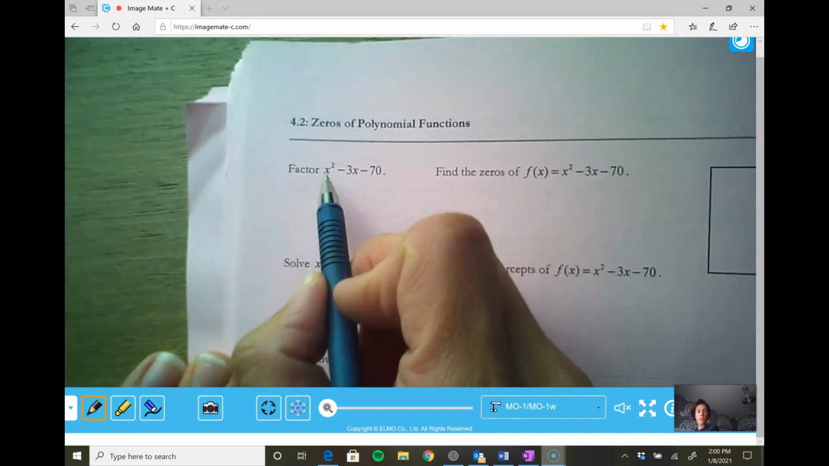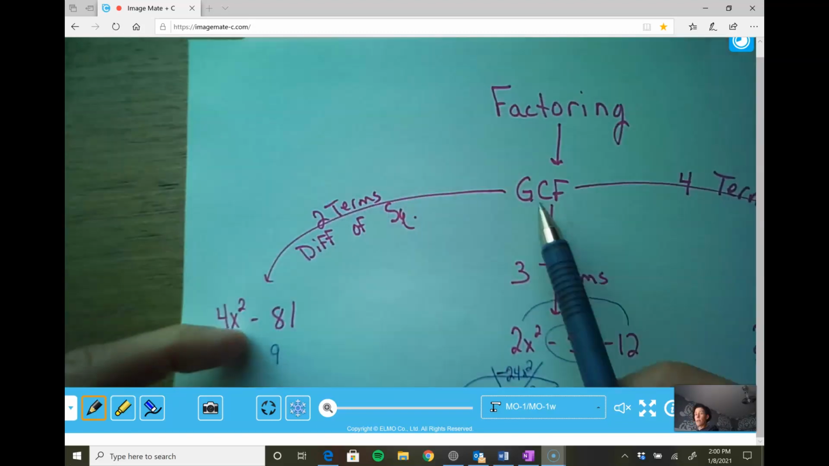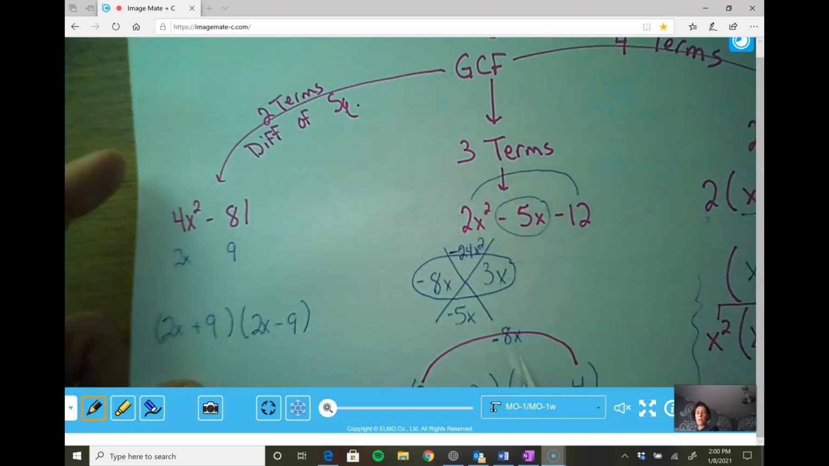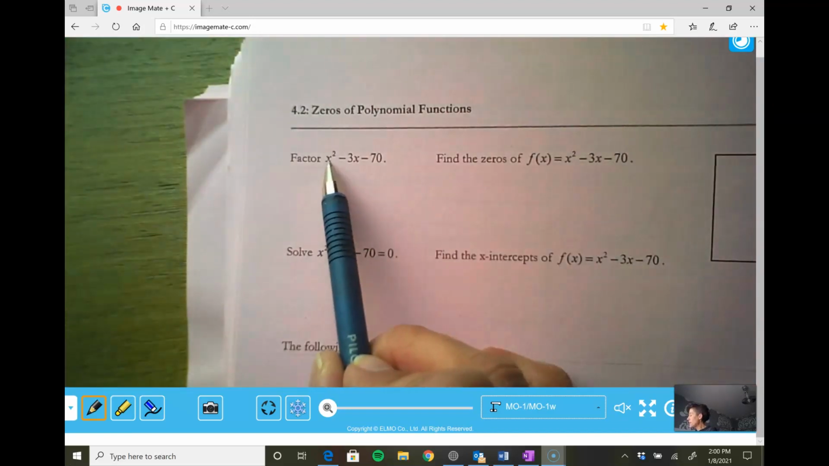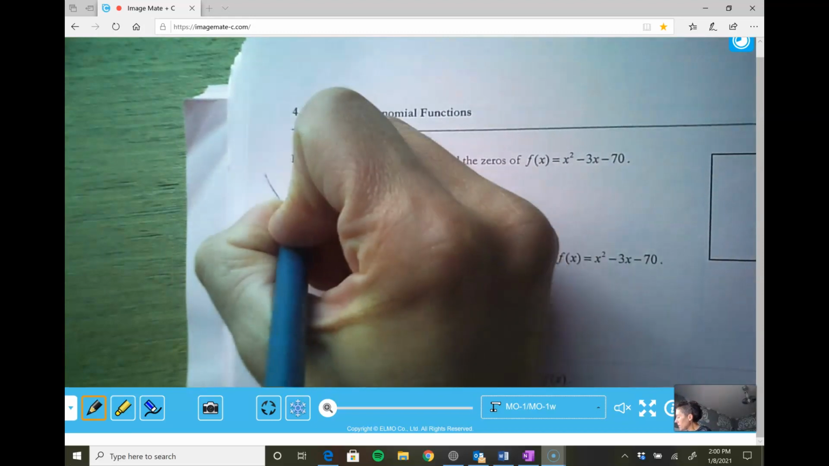So what I noticed first is that there are 3 terms. So going back to my cheat sheet, what I would want to try is for a GCF and then go into my x. So what I notice is there's not a greatest common factor. So I'm just going to go straight into my x.